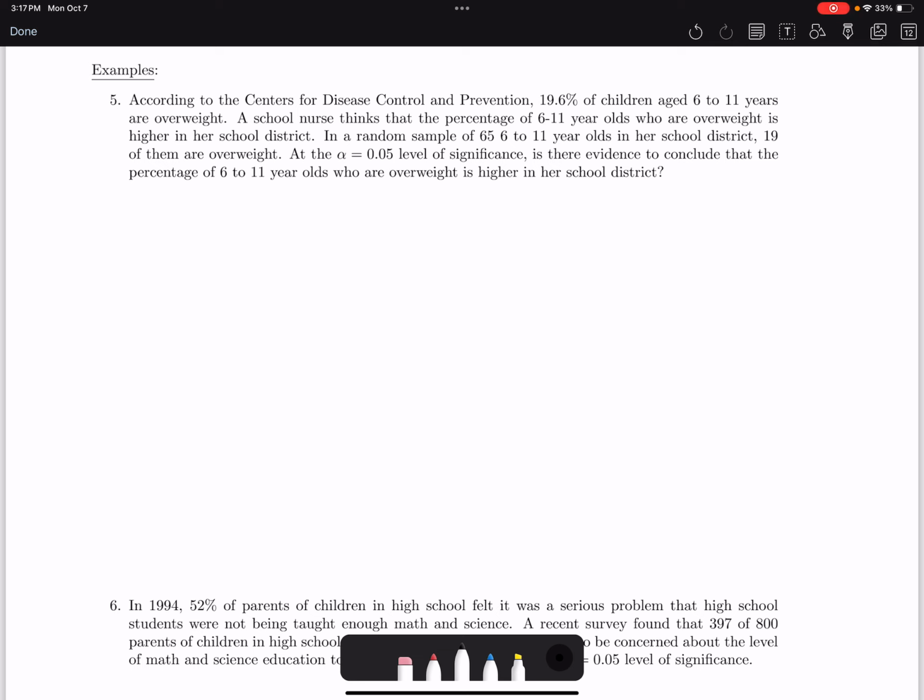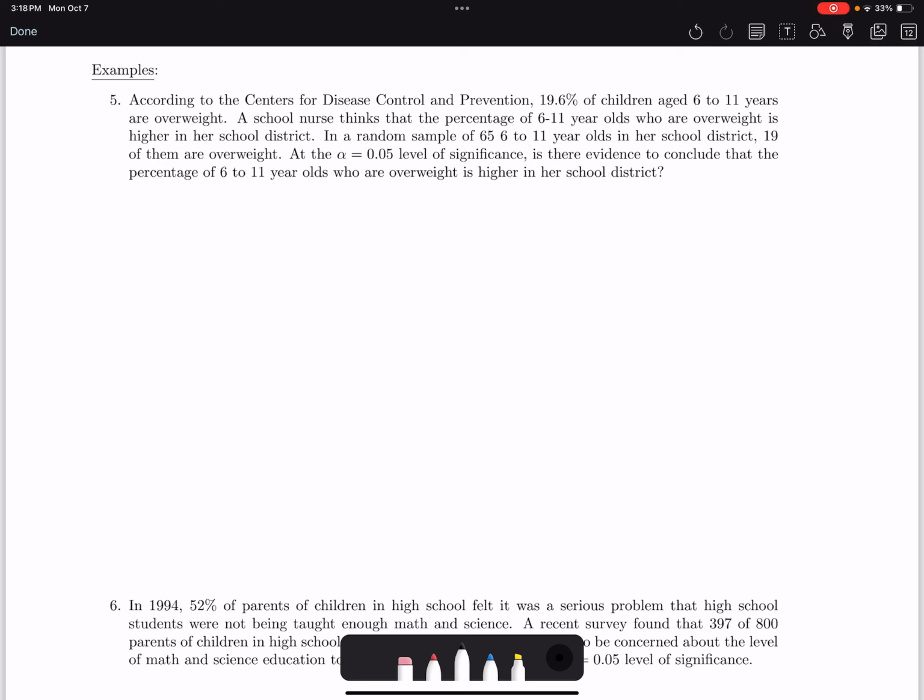Okay, so number 5 here says, according to the Centers for Disease Control and Prevention, 19.6% of children aged 6 to 11 years are overweight. A school nurse thinks that the percentage of 6 to 11-year-olds who are overweight is higher in her school district. In a random sample of 65 6 to 11-year-olds in her school district, 19 of them are overweight. At the 0.05 level of significance, is there evidence to conclude that the percentage of 6 to 11-year-olds who are overweight is higher in her school district?